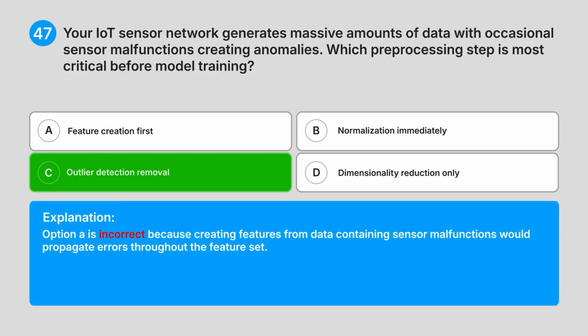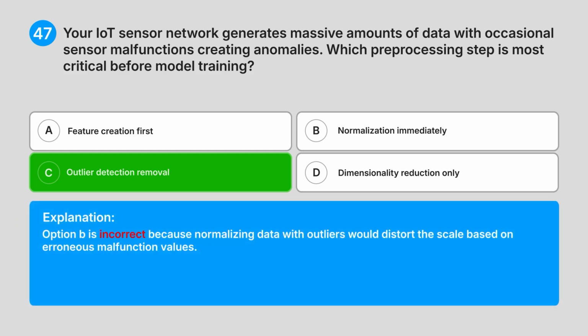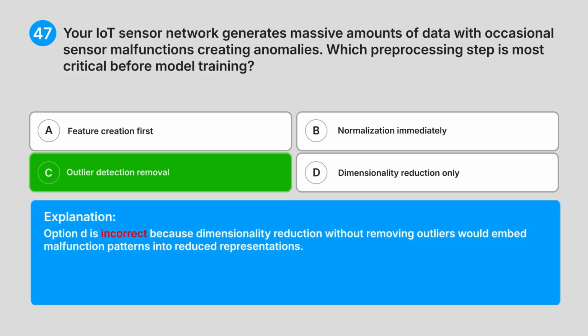Option A is incorrect because creating features from data containing sensor malfunctions would propagate errors throughout the feature set. Option B is incorrect because normalizing data with outliers would distort the scale based on erroneous malfunction values. Option D is incorrect because dimensionality reduction without removing outliers would embed malfunction patterns into reduced representations.